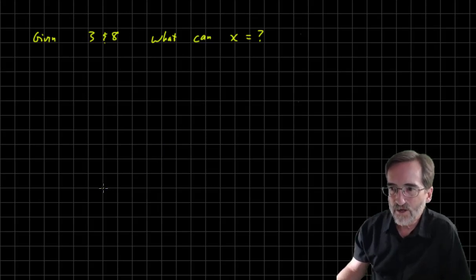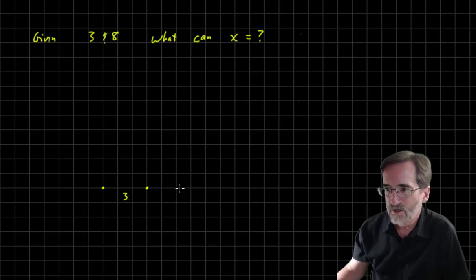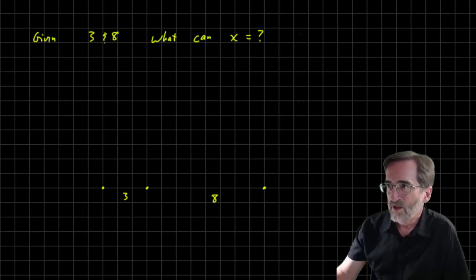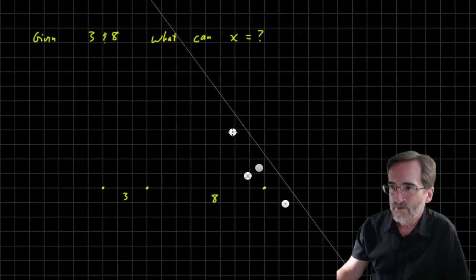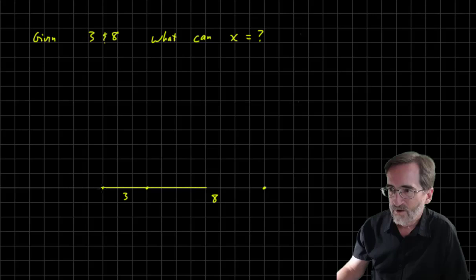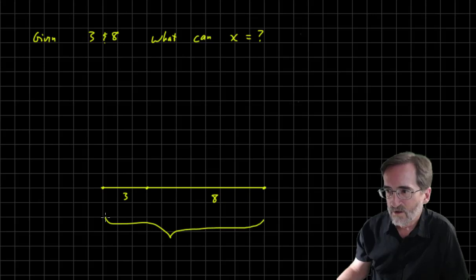Well, in order to answer that question here, let's lay them out end to end. So I'm going to lay out a segment that's 3, and 2, 4, 6, 8, a segment that's 8. Okay, and I'm going to lay them end to end. What is 3 and 8 combined? 3 and 8, 11, right?